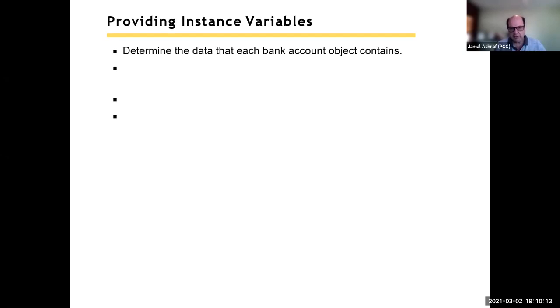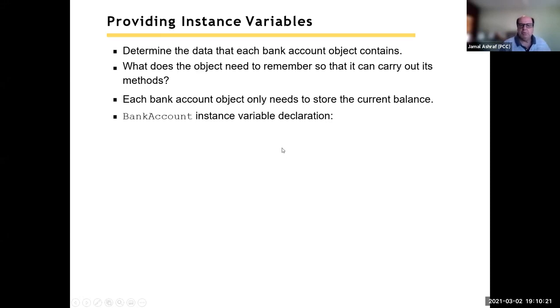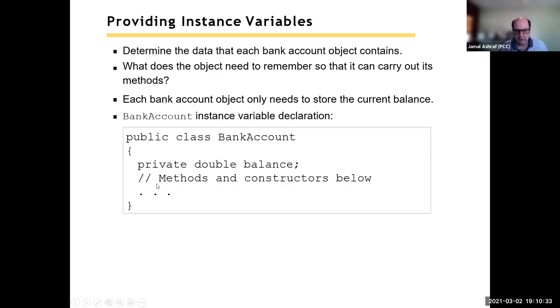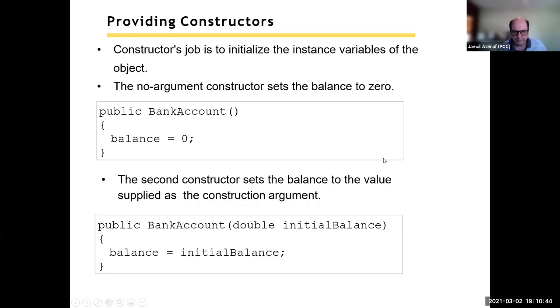So what is it that we need for the bank account object? What does the object need to remember? Each bank account object only needs to store the current balance. That's all we need, and that's what we're going to have as an instance variable. Remember, for an instance variable we're going to use private. So we're going to have a balance, and that's all we're going to have for this portion right now.